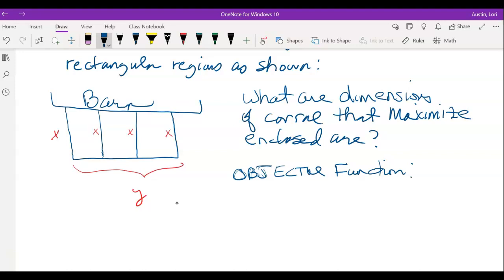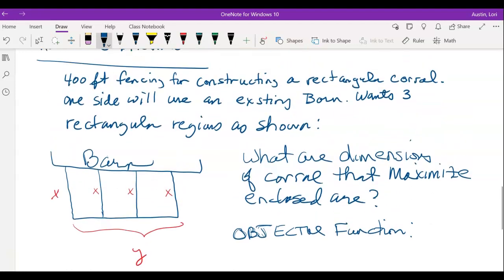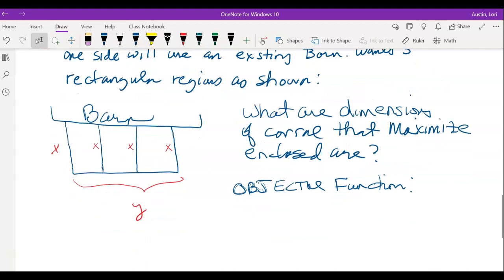So, what are we maximizing? Objective function is answer to your question. What are you maximizing here? The area of the whole thing. So how do I identify the area of the whole thing? Based on the variables we came up with. Area equals, yep, just x times y. Right? That's your objective function. But we have constraints.